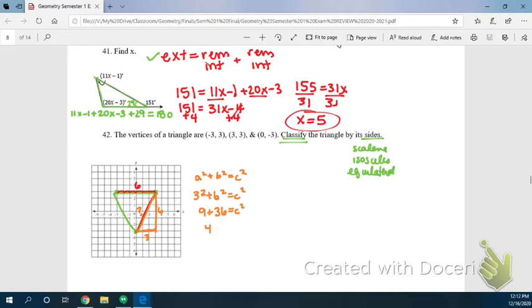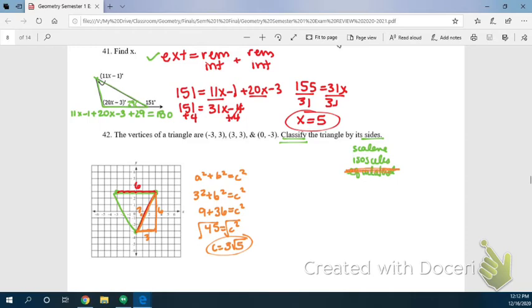9 plus 36 is 45. And when I square root both sides, we'll have square root of 45, or that simplifies to 3 root 5. So that's obviously not the same as 6, so it is not going to be equilateral. But could it be isosceles?